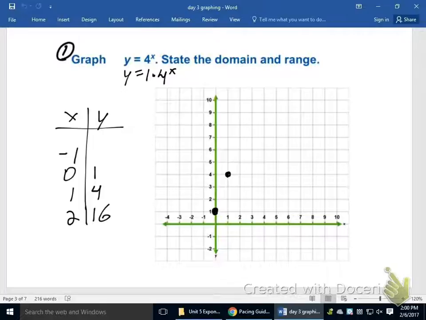Let's go into the negatives. So with the negatives, if I go to negative 1, 4 to the negative 1, talking about that really quick. Remember, with the negative exponent, you reciprocate. So it's 1 over 4 to the first power. It's 1/4. Now, if you keep going into the negatives, you're going to keep getting smaller and smaller numbers. You will never actually get 0. So if I go to negative 2, 4 to the negative 2 power would be 1 over 4 squared, which is 1/16.